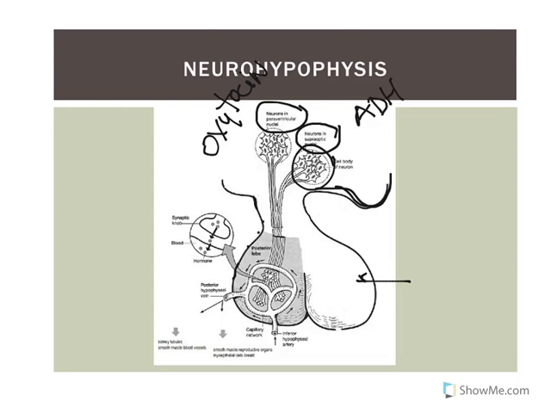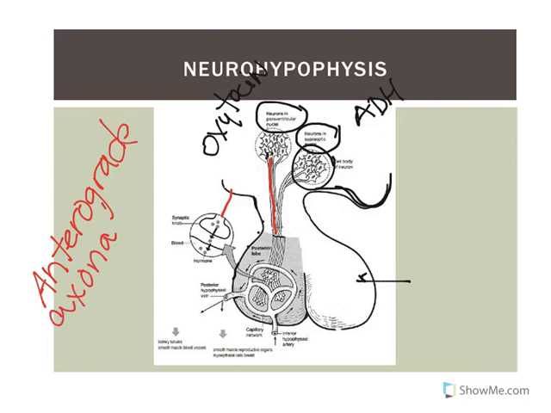Well, those two hormones will travel down inside these axons. So inside the axons, they're going to travel down, as you see right here, by way of what we call anterograde axonal transport, because we're going away from the cell body. So within the axon, these hormones are transported, and then they're stored here in the synaptic knob in the posterior pituitary. Under the right stimulation, it will be released into the bloodstream and then have its effects on target organs.